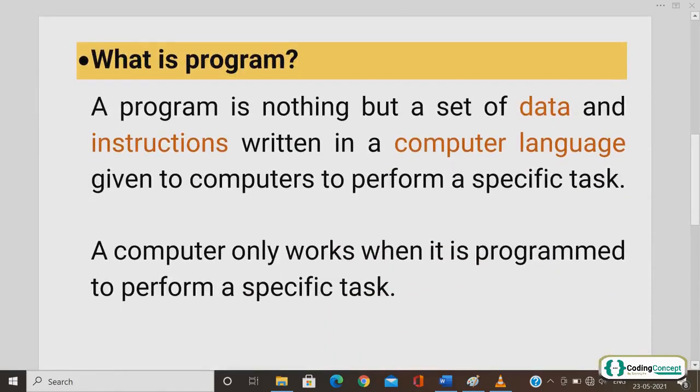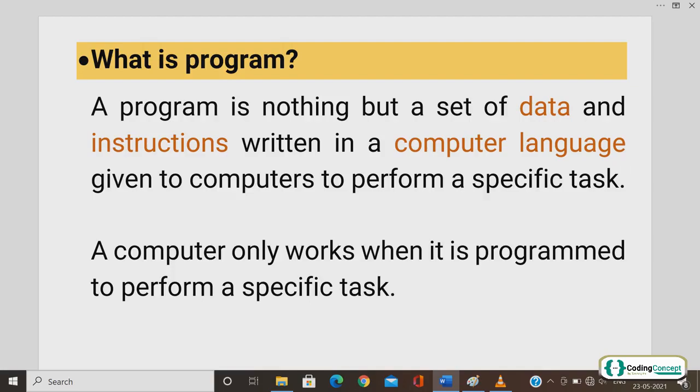So what is program? A program is nothing but a set of data and instructions written in a computer language given to the computers to perform a specific task. Over here, just concentrate on these three words: data, instructions, and at last computer language. So we need to give data and instructions written in a computer language to the computers, then only a computer will respond and then perform a specific task.